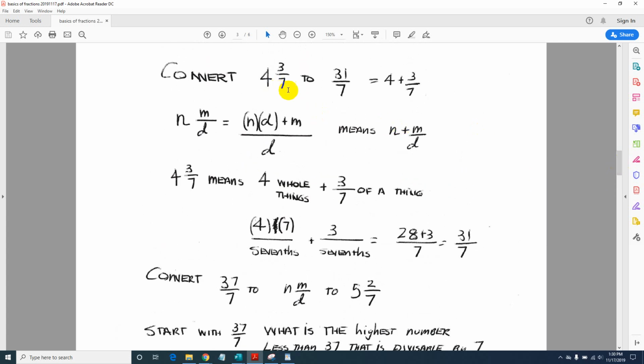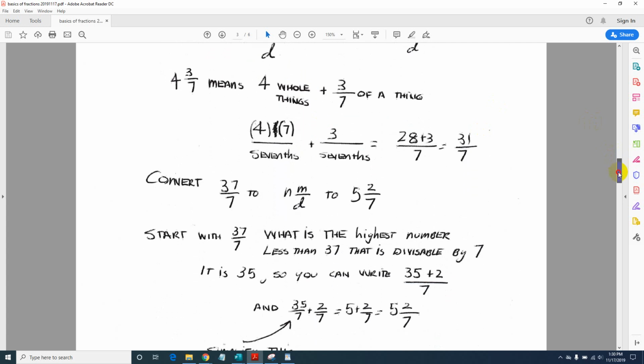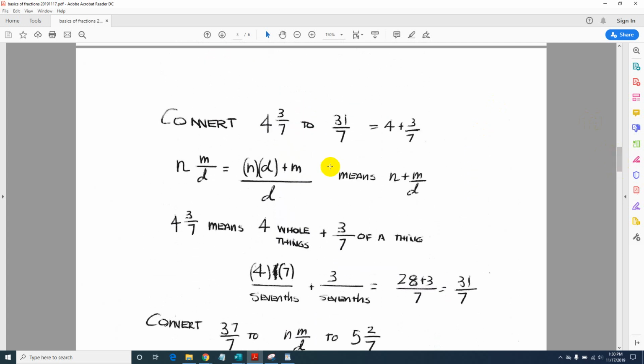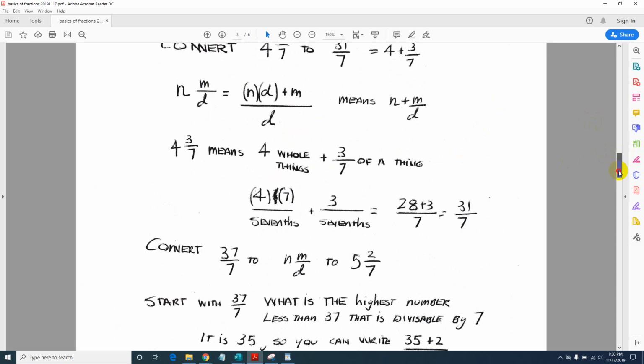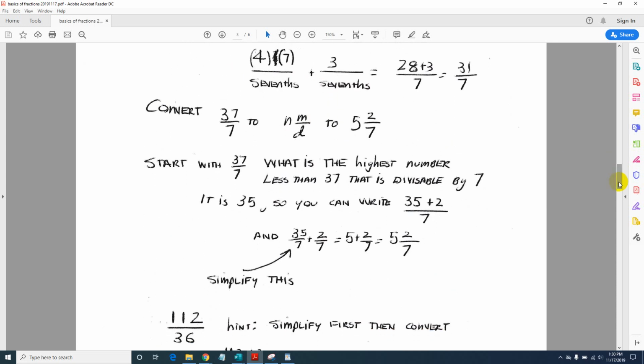You multiply this whole number by the denominator, and you add the numerator, and you put it all over the denominator, okay? That is how you do this, okay? You're always adding. Always adding.